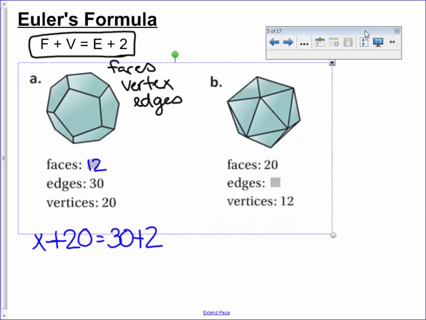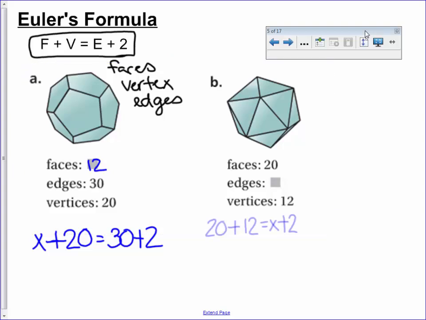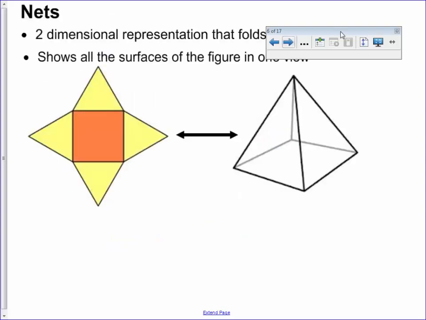And here are the answers for this equation, and you should have gotten that there are 30 edges on this polyhedron. We're going to get to these in a little bit, and they actually name these specific ones. All right, let's talk about nets.